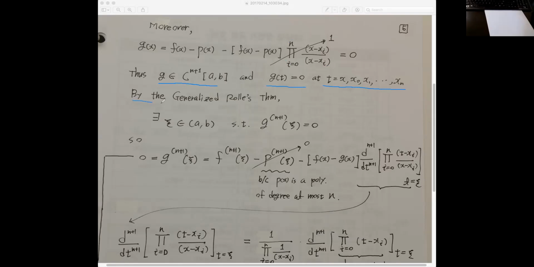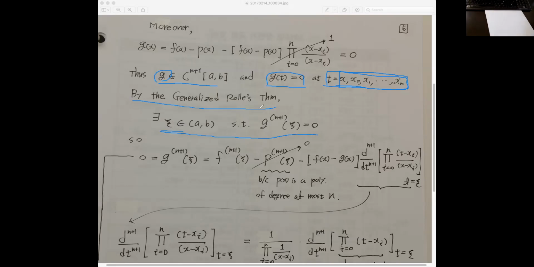So then we're going to use the generalized Rolle's theorem. What does that mean, by the way? g(t) = 0 at t = x0, x1 through xn. It means that x0, x1 through xn are zeros of the polynomial function g. And g is C^(n+1). By the generalized Rolle's theorem, there exists psi such that the (n+1)th derivative of g equals 0 at psi. If you don't know the generalized Rolle's theorem, then please go back to 1.1.